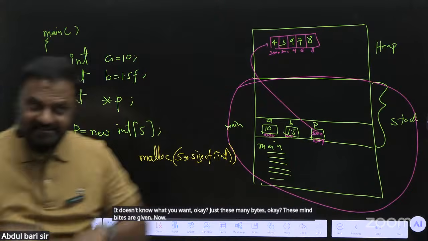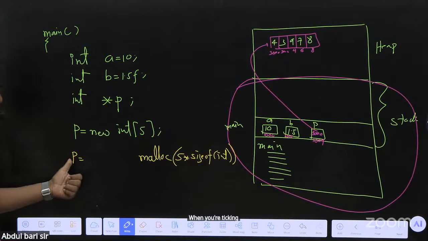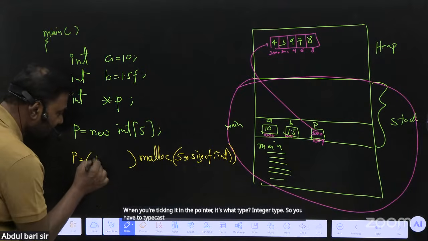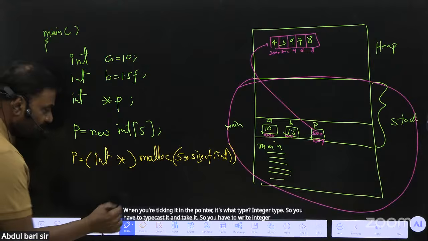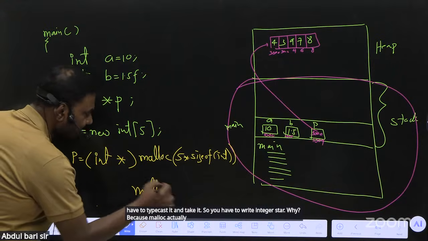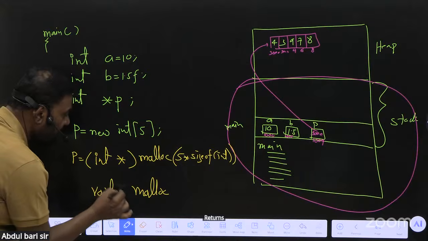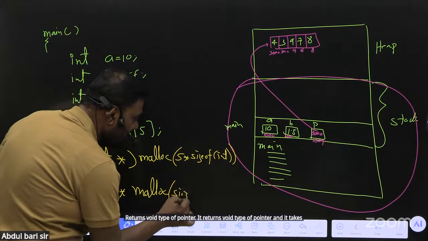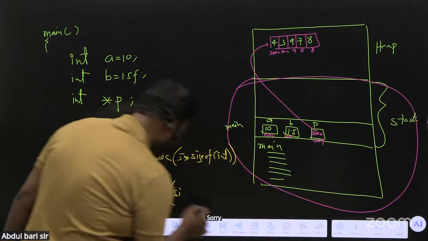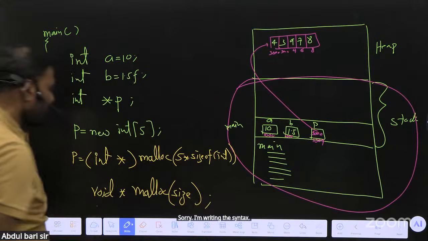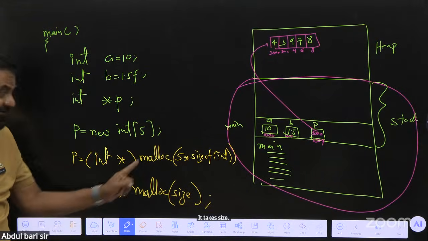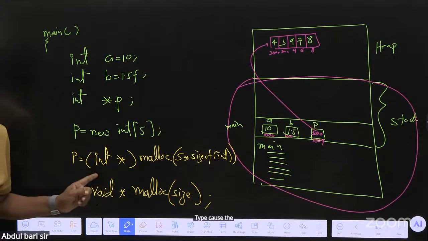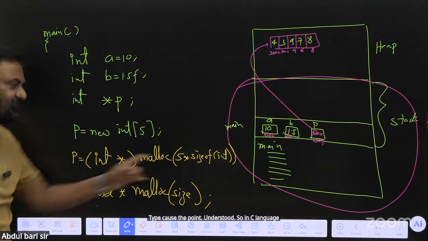Now, when you're taking it in the pointer, what type is it? Integer type. So you have to typecast it and take it. You have to write int star. Why? Because malloc actually returns a void type of pointer. I'm writing the syntax. It takes size and returns a void type of pointer. That's why you should typecast the pointer and take it. Understood? So in C language, you have the syntax like this.